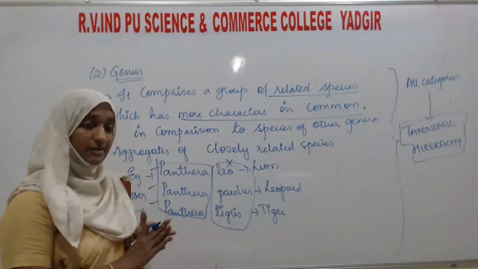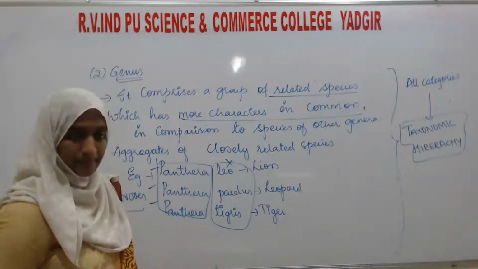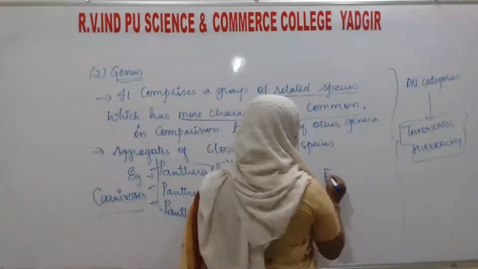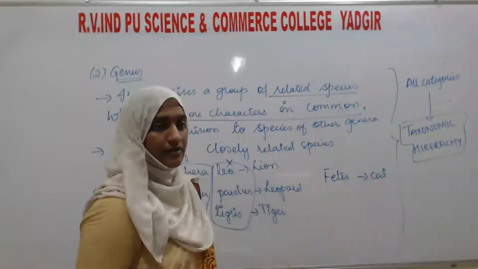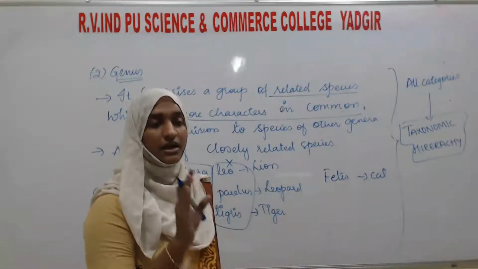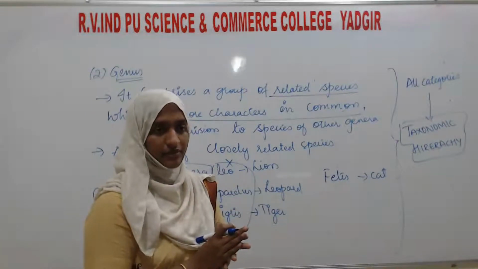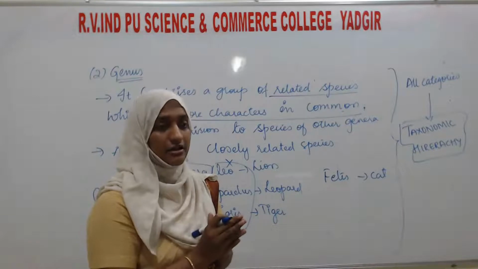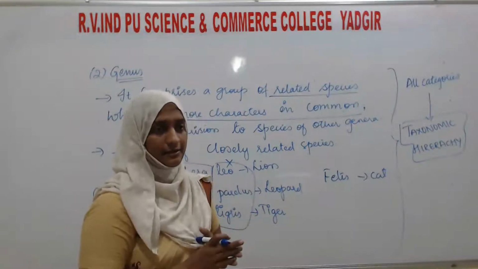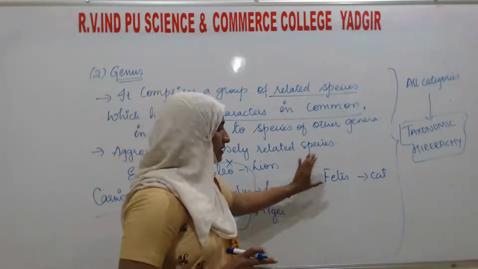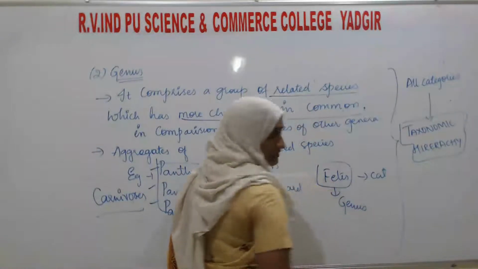So this genus is differing from another genus. What is that? That is Felis. Felis is the name of genus of cat. Cat is also similar, but the cat is not going to eat the flesh of other animals. Okay, yes, he eats the rat. But those characters do not exist in the cat. So it is considered under another genus, that is the Felis.